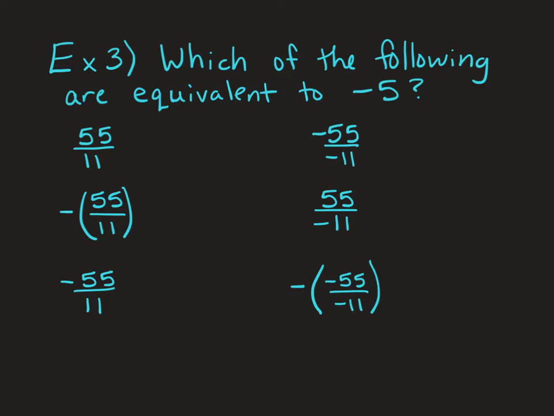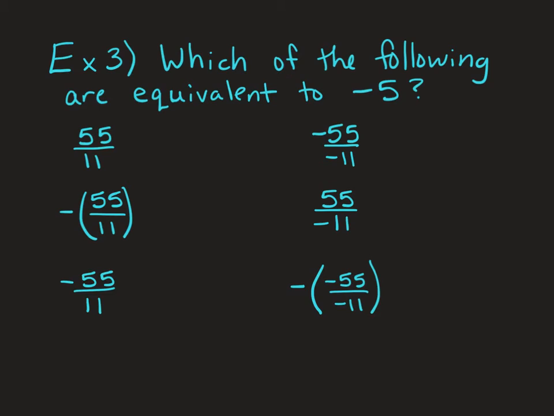Example 3, which of the following are equivalent to negative 5? Notice there are 6 answer choices, and this is a type of problem where you could have multiple answer choices. If you saw this on a standardized test, it would probably have a little checkbox beside each answer choice, and you could click as many of them as are equivalent to negative 5. So all of these are just using your integer rules.